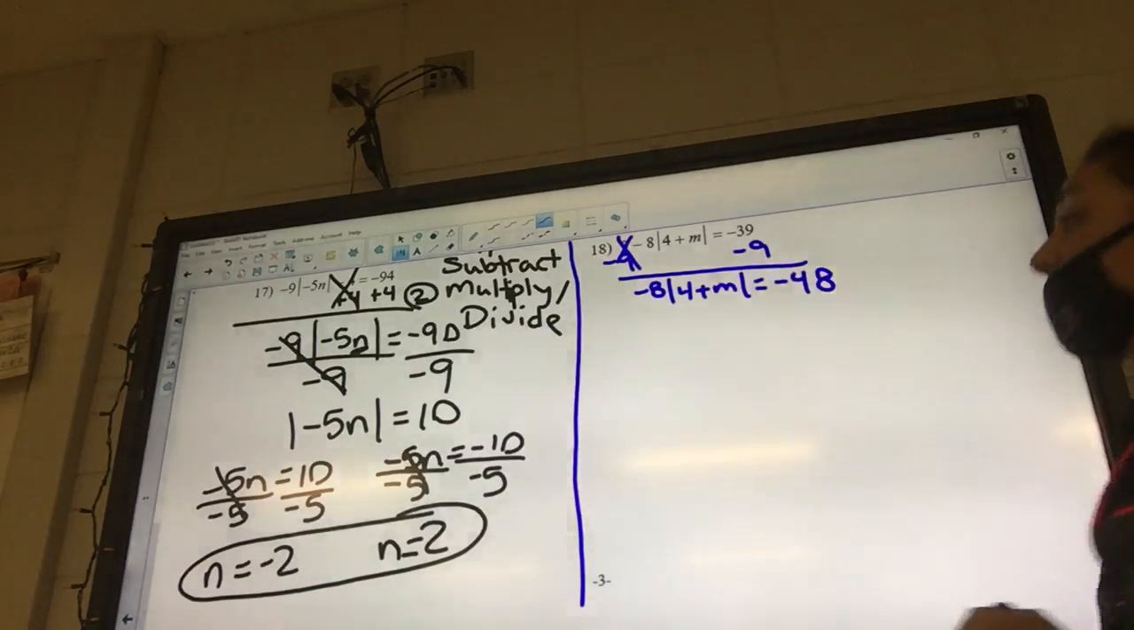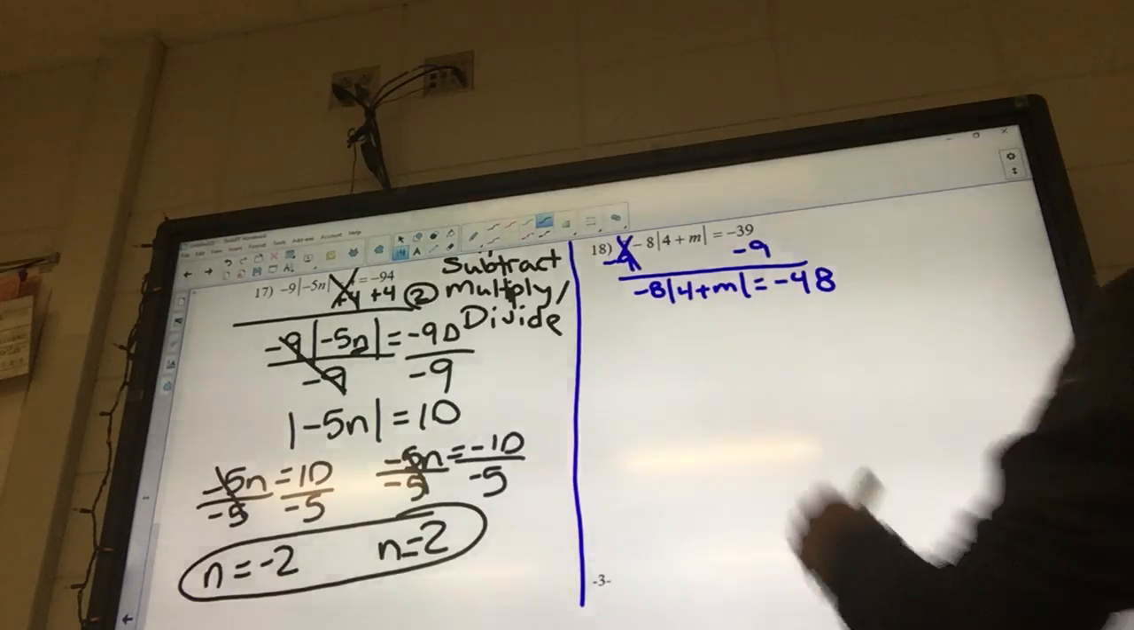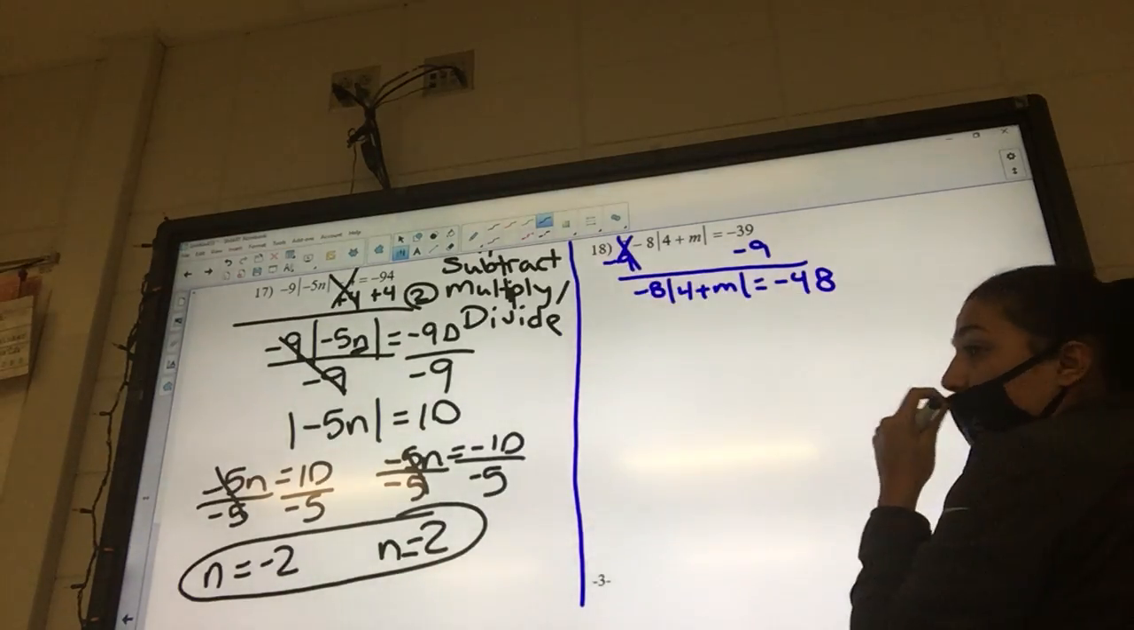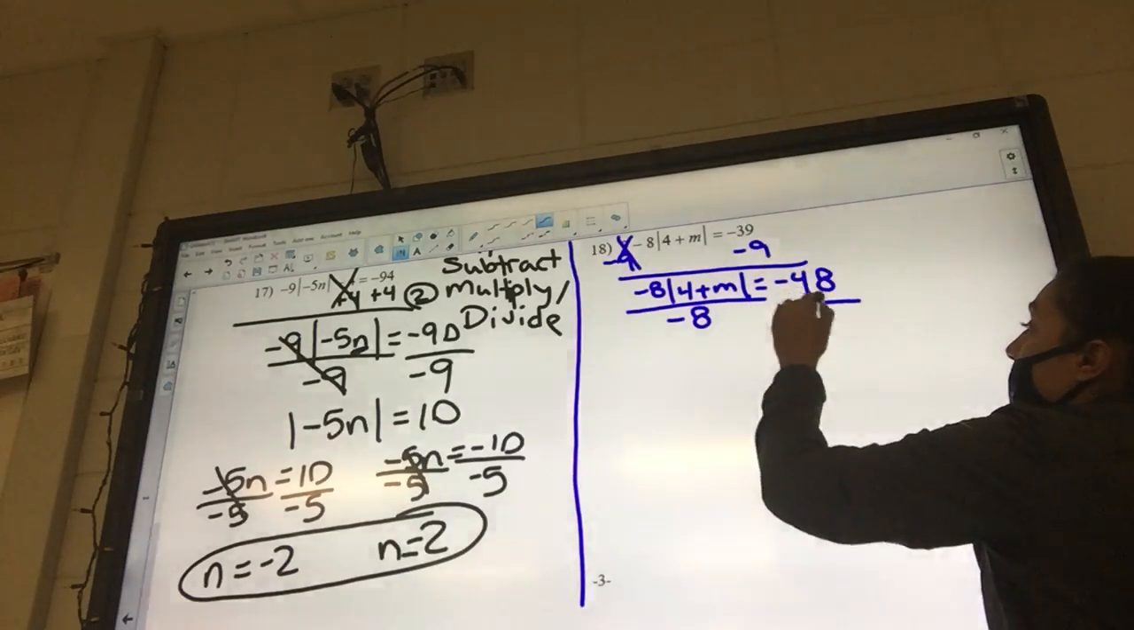It is? Okay, then what? Now it's multiply or divide. Okay, so what's this mean? Multiply. It means multiply, so how do I get rid of it? Divide both sides by -8. Divide by -8.